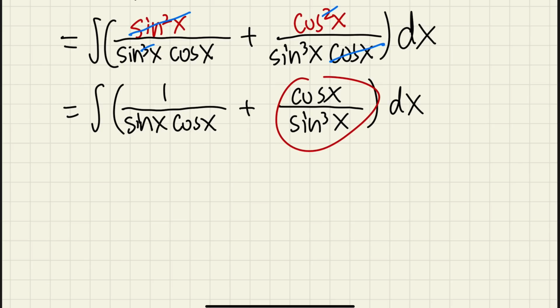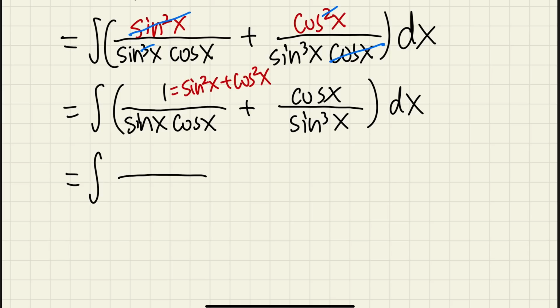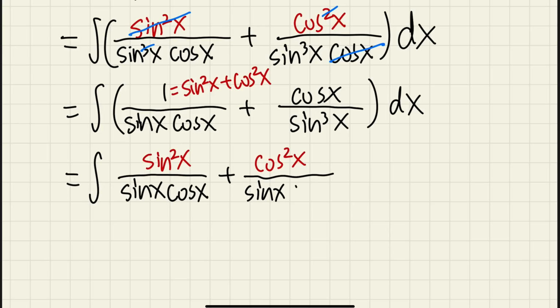For this one, we can do a u sub, let u equal sine x, because the derivative is cosine x, and that will be the du. But for the first one, we are going to do what we did earlier. 1 is the same as sine squared x plus cosine squared x, and then split the fraction again. Have a look. This will give us the integral, and for the first one, I will have sine squared x over the denominator, plus the next one, which is cosine squared x over the denominator. And then the last one, let's just keep it.